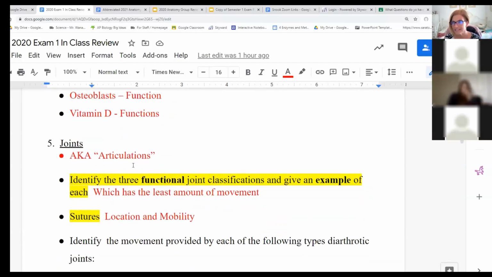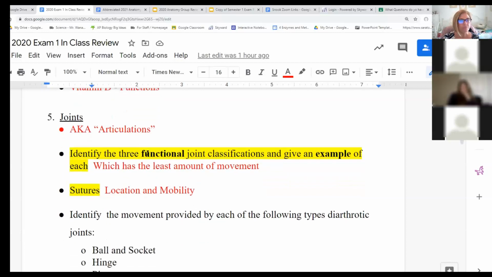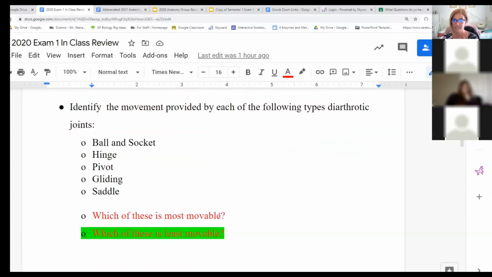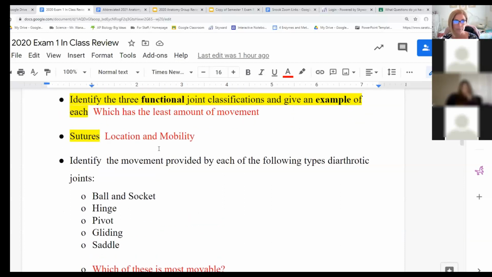Joints are also known as articulations. Most of us had that, a few of us maybe not. So make sure you know joints are also articulations. The three functional joint classifications, again, most of us had this, a couple of us gave me structural. So functional: synarthroses, amphiarthroses, diarthroses, with the least movable being synarthrotic and the most being the diarthrotic, and more specifically the synovial joint. So a lot of people gave me ball and socket for that. I think I'm looking for synovial. Ball and socket is an example.